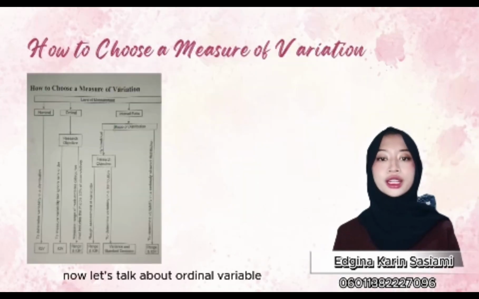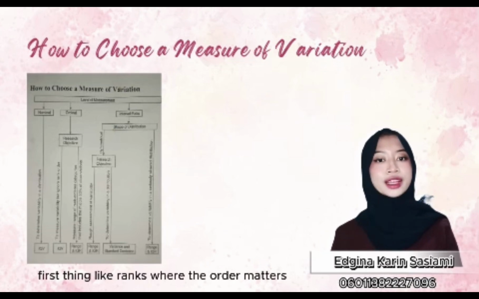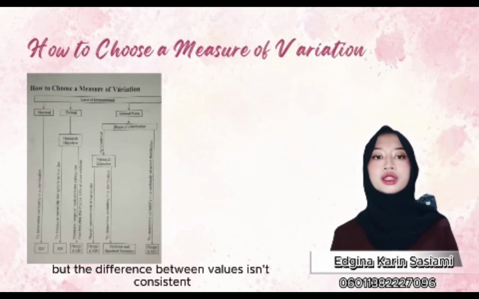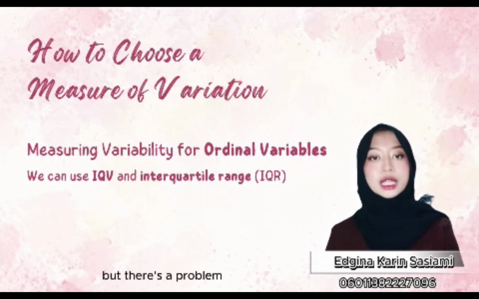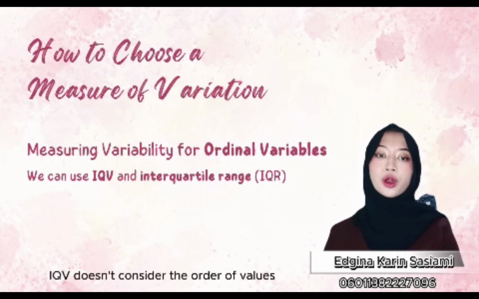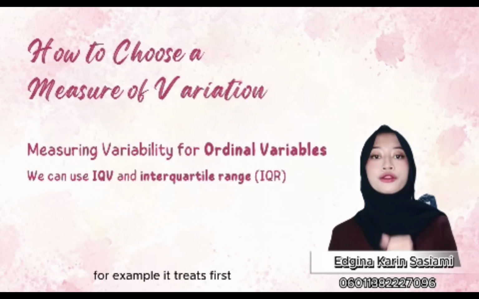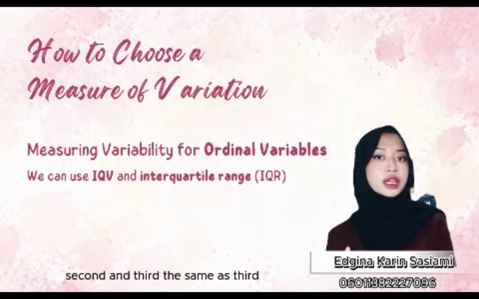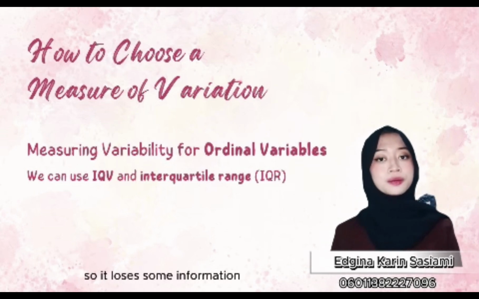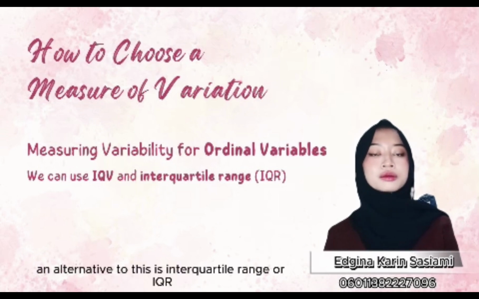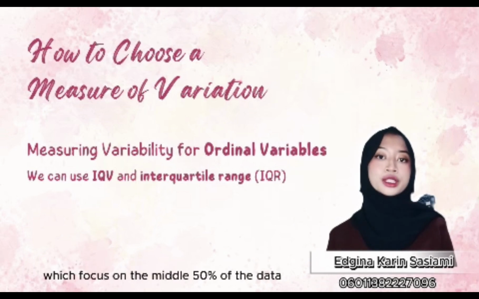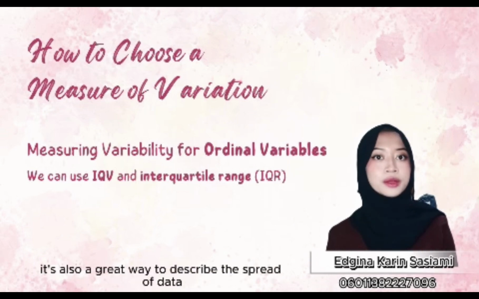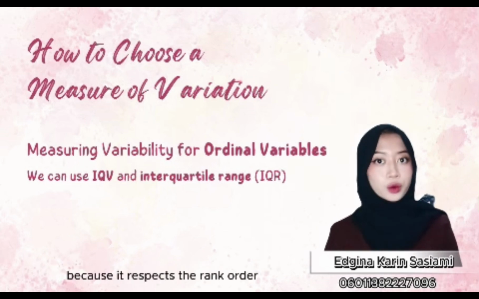Now let's talk about ordinal variables. First thing, like ranks, where the order matters, but the difference between values isn't consistent. We can use IQV to measure variability for ordinal data, but there's a problem. IQV doesn't consider the order of values. For example, it treats first, second, and third the same as third, second, and first, so it loses some information. An alternative to this is the interquartile range, or IQR, which focuses on the middle 50% of the data. It's also a great way to describe the spread of data because it respects the rank order.